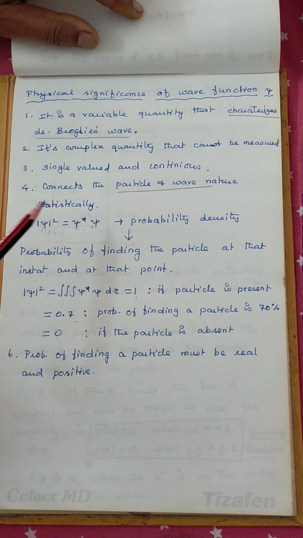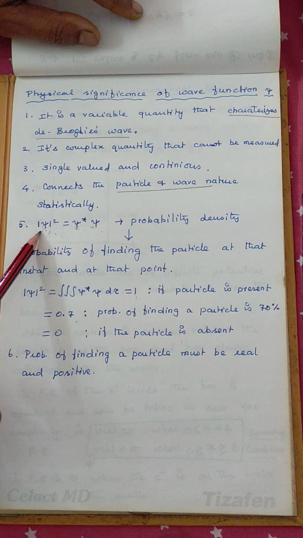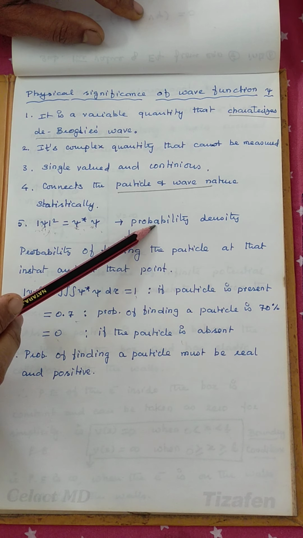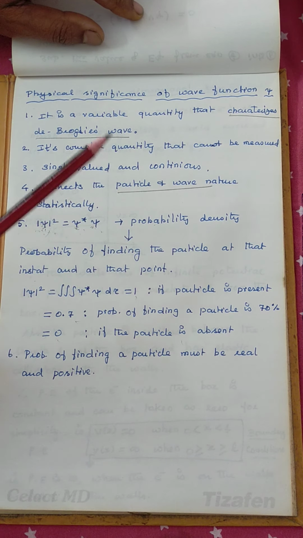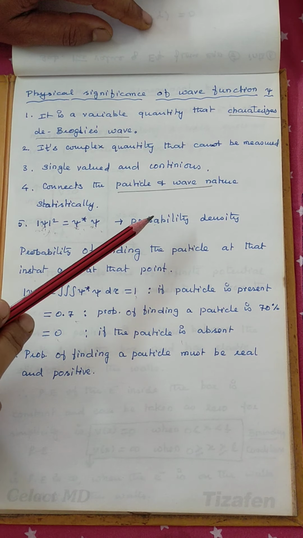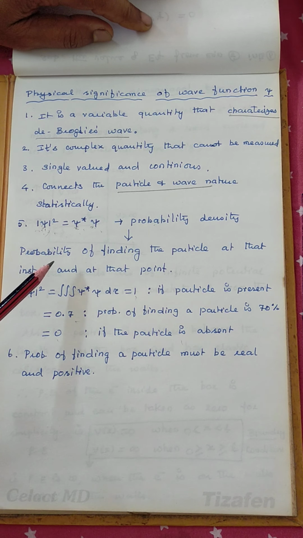So what information does modulus of psi square give? This gives the probability of finding a particle at any point, given by modulus of psi square. That is known as probability density. So psi is a wave function, psi square is the probability density. That means the probability of finding a particle at any instant at any point is given by modulus of psi square.